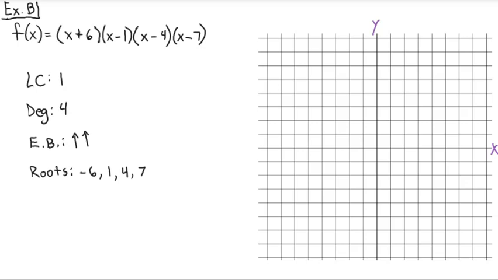We're going to go all the way over to -6, which is right here. Then we're going to go to positive 1. Then we're going to go to positive 4, which is right here. And then positive 7, which is right here, okay?